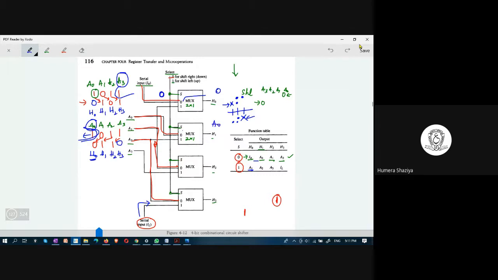To this 0, what is connected? A1 is connected. So here A1. To this 0, A2 is connected. This is the output in case of a right shift, which is implemented by having select input equal to 0. When select is equal to 1, what happens is, what is 1 here? This one is connected to this A2.